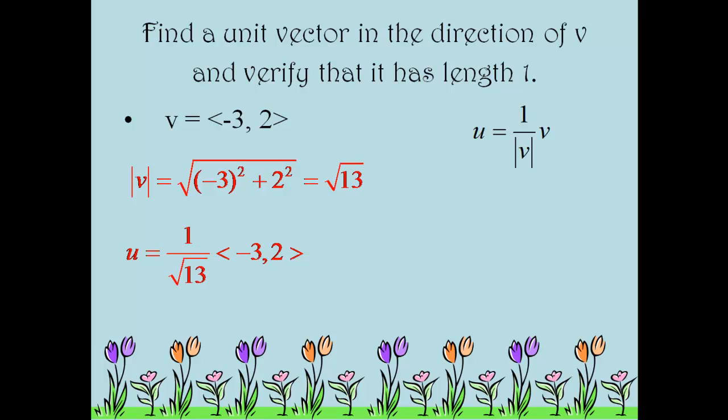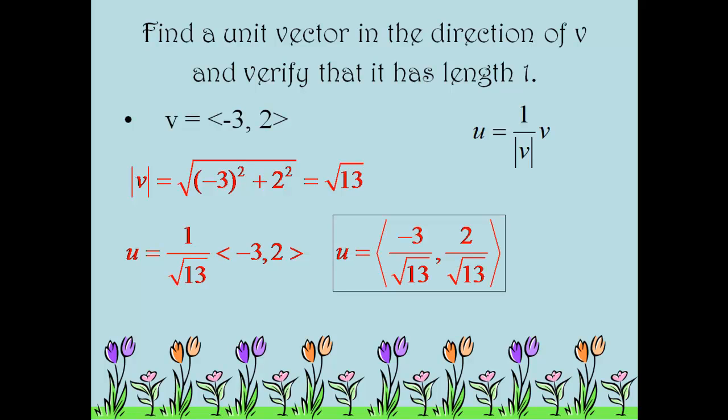So we plug that into our formula, and we're basically going to multiply 1 over the square root of 13 times our horizontal and vertical component. If we write this in component form, it's going to look like this. Our horizontal component is going to be -3 over the square root of 13, and our vertical component is going to be 2 over the square root of 13. This would be a unit vector in the direction of vector v, but has a magnitude of 1.